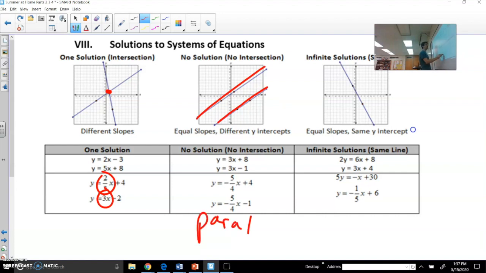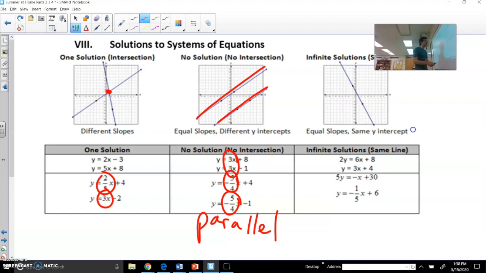And parallel happens whenever you have the same slope. In this case, you have two -5/4 or two +3s for your slope. So that means you're never going to have a point of intersection, which means there's no solution.